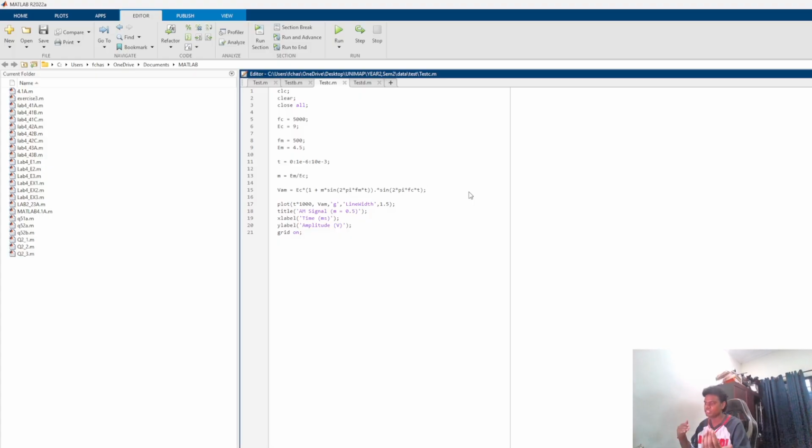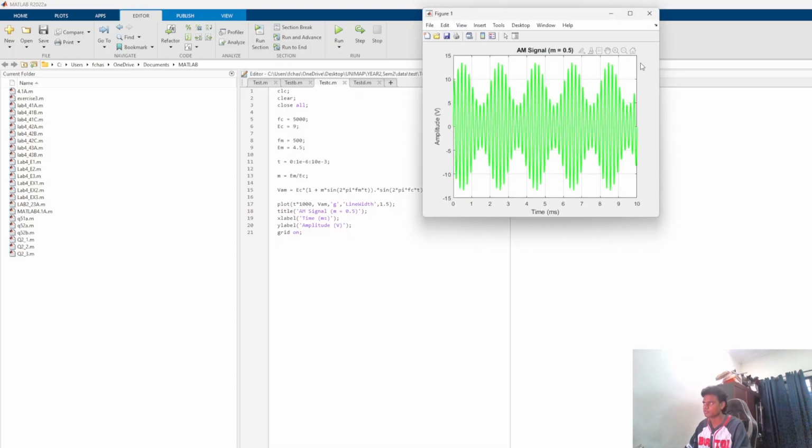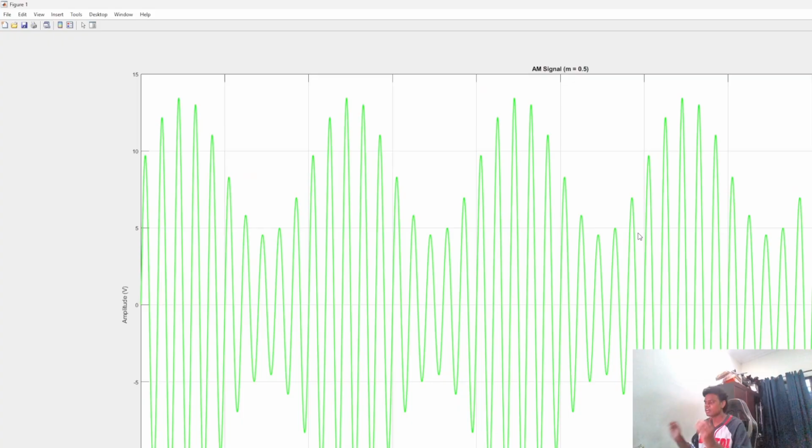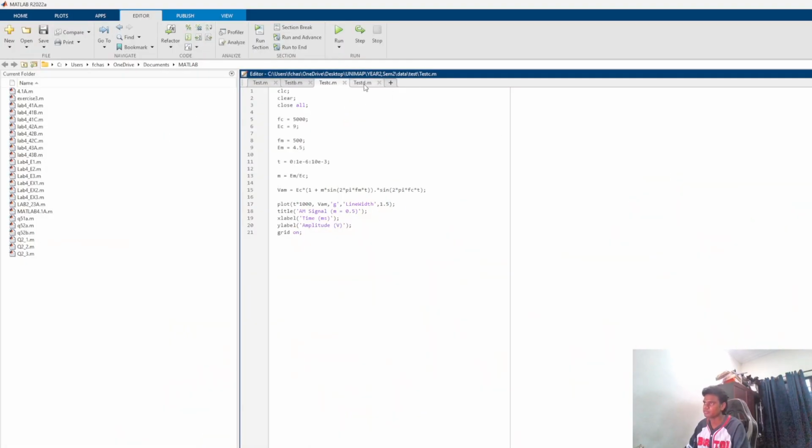The AM equation combines both the carrier signal and the modulating signal. So let's see our graph. The graph shows the carrier wave's amplitude varies according to the modulating signal. The envelope accurately follows the shape of the modulating signal. There is no distortion, therefore the original message can be recovered successfully at the receiver. Next we go to question D.